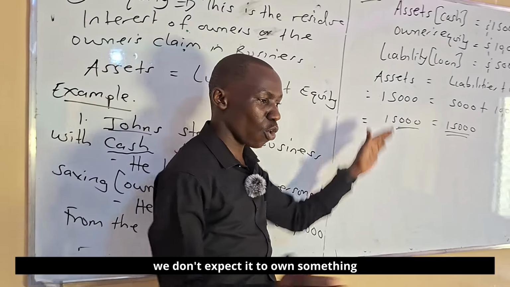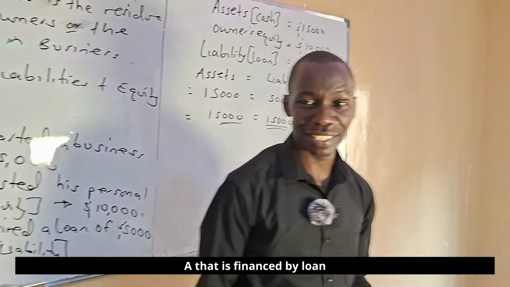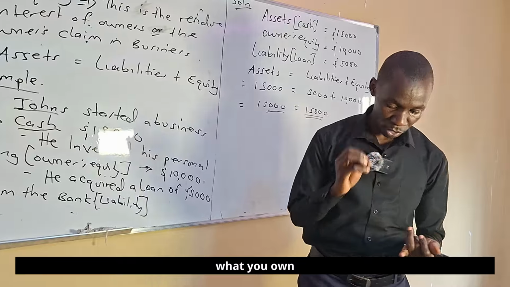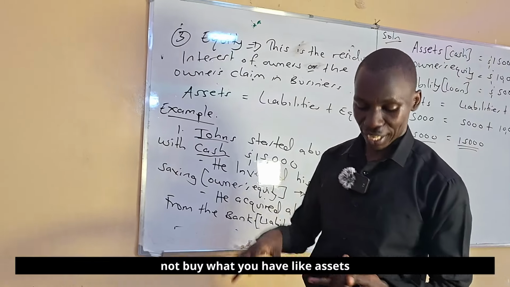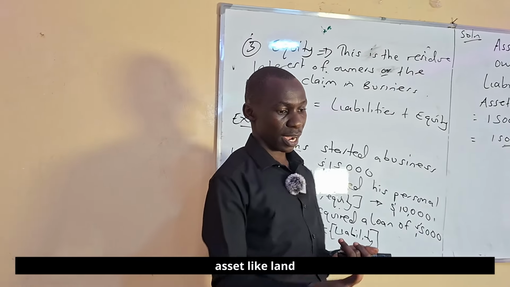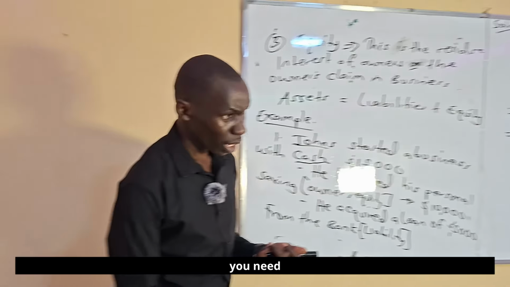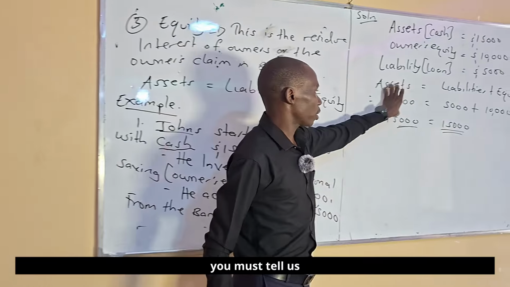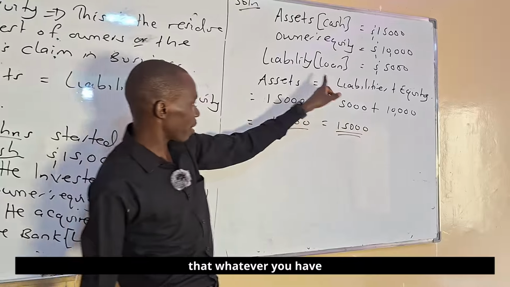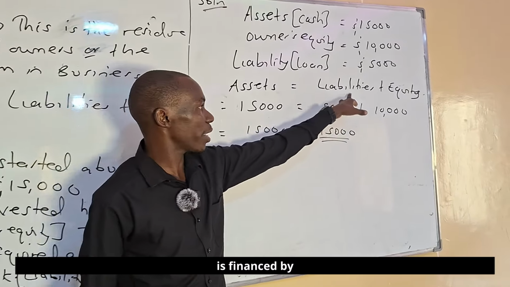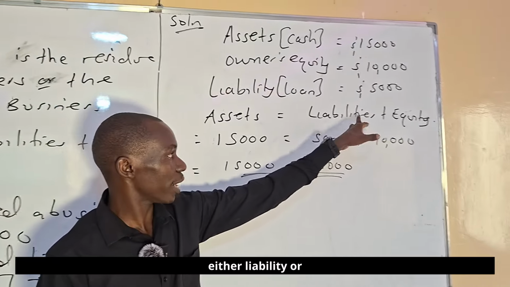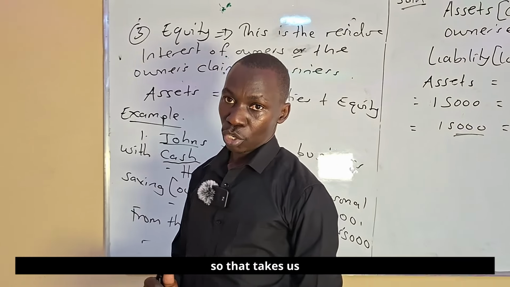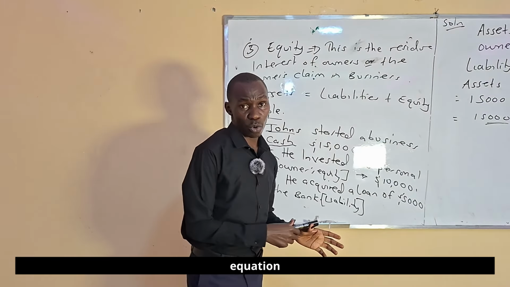We don't expect you to own something and we don't know how it was financed. Either it is financed by a loan, where you acquired a loan to get money to buy what you have, like assets such as land, building, equipment, among other assets. You must tell us that whatever you have is being financed by either liability or equity. So that takes us to the end of the accounting equation.